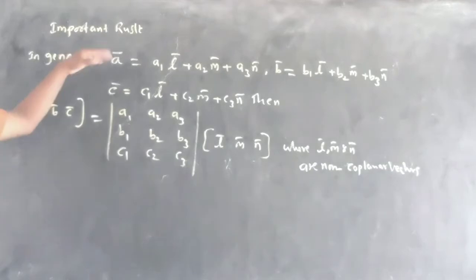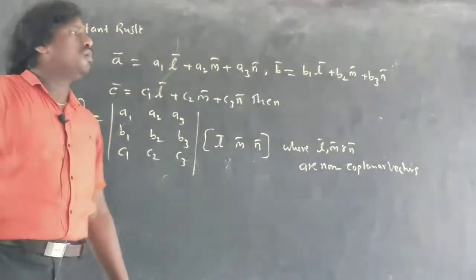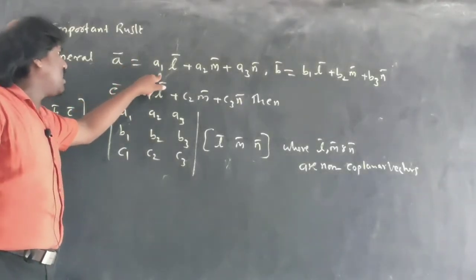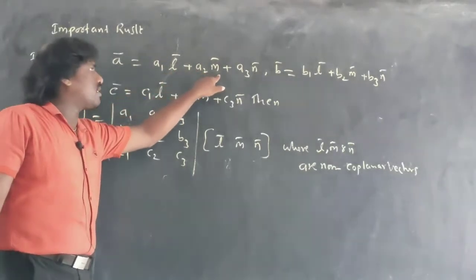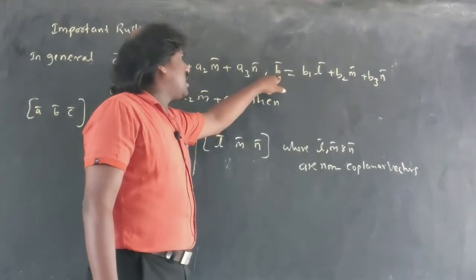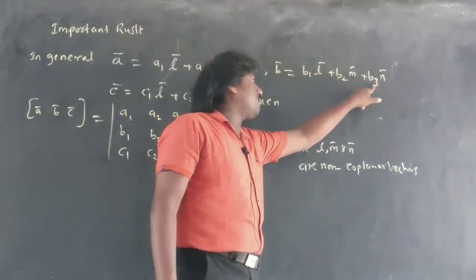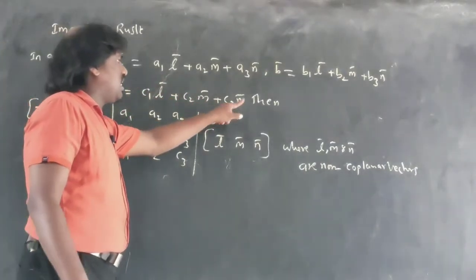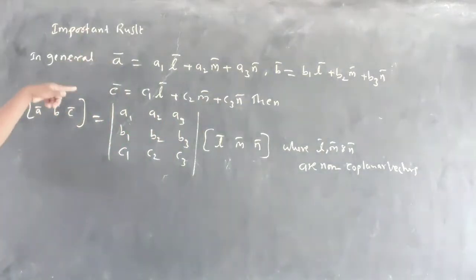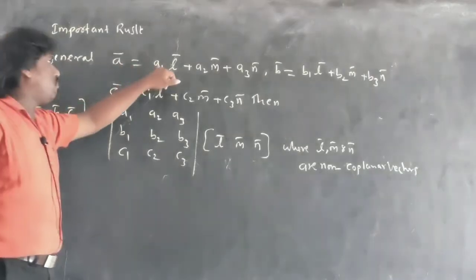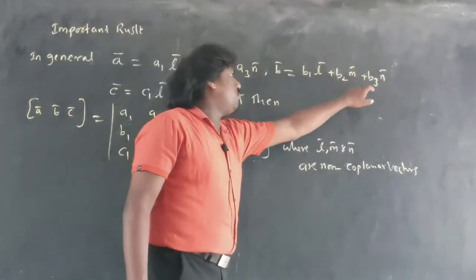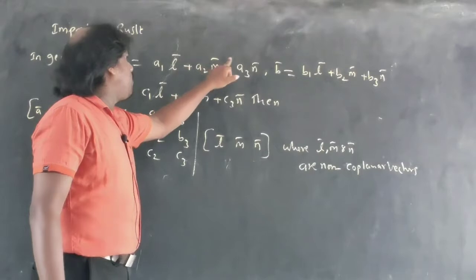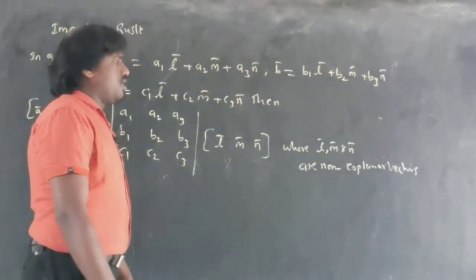See here, these are the important results. Based on these, we are going to solve some questions now. What is the result here? A vector is expressed as A1 L vector plus A2 M vector plus A3 N vector. B vector is expressed as B1 L vector plus B2 M vector plus B3 N vector. C vector is expressed as C1 L vector plus C2 M vector plus C3 N vector. Then box ABC will be equal to the determinant of A1, A2, A3, B1, B2, B3, C1, C2, C3 times box LMN vectors, where L, M, N are non-coplanar vectors.